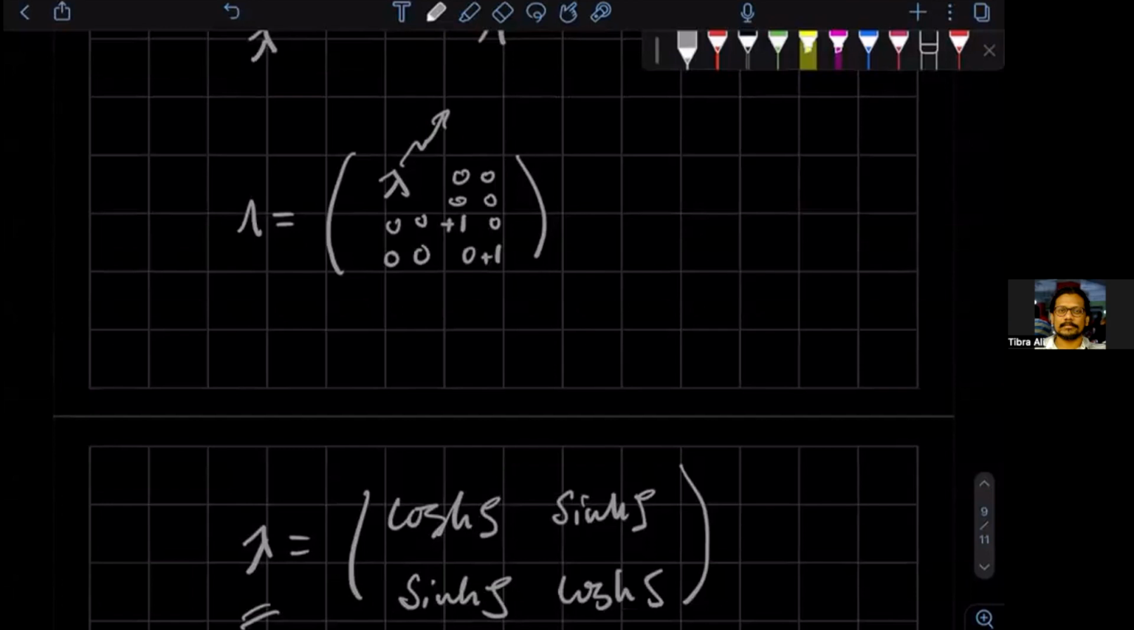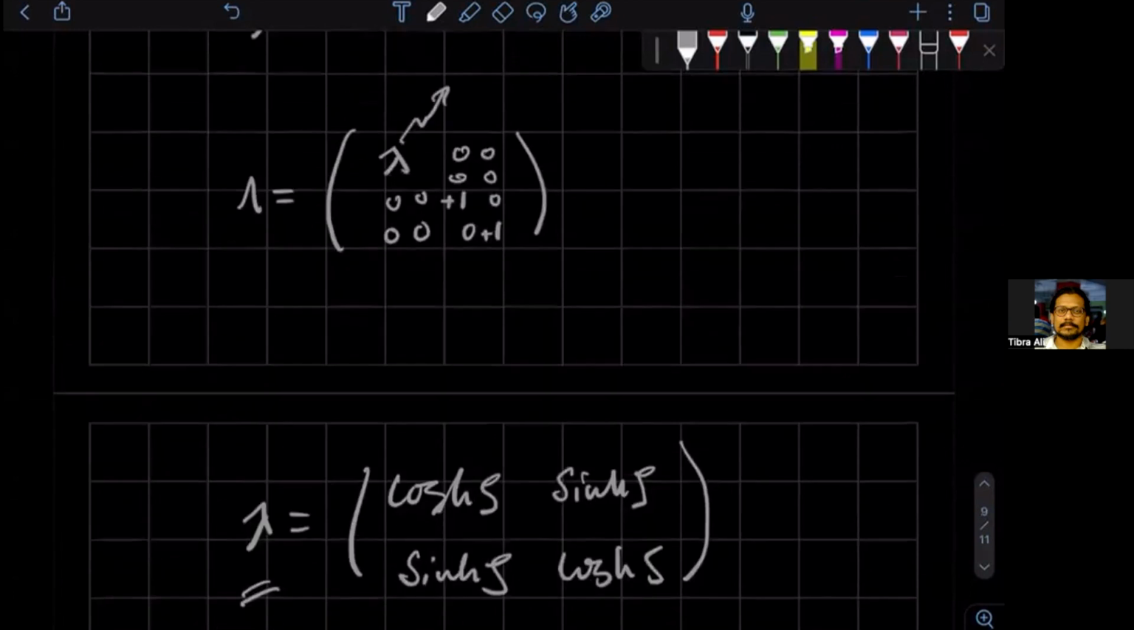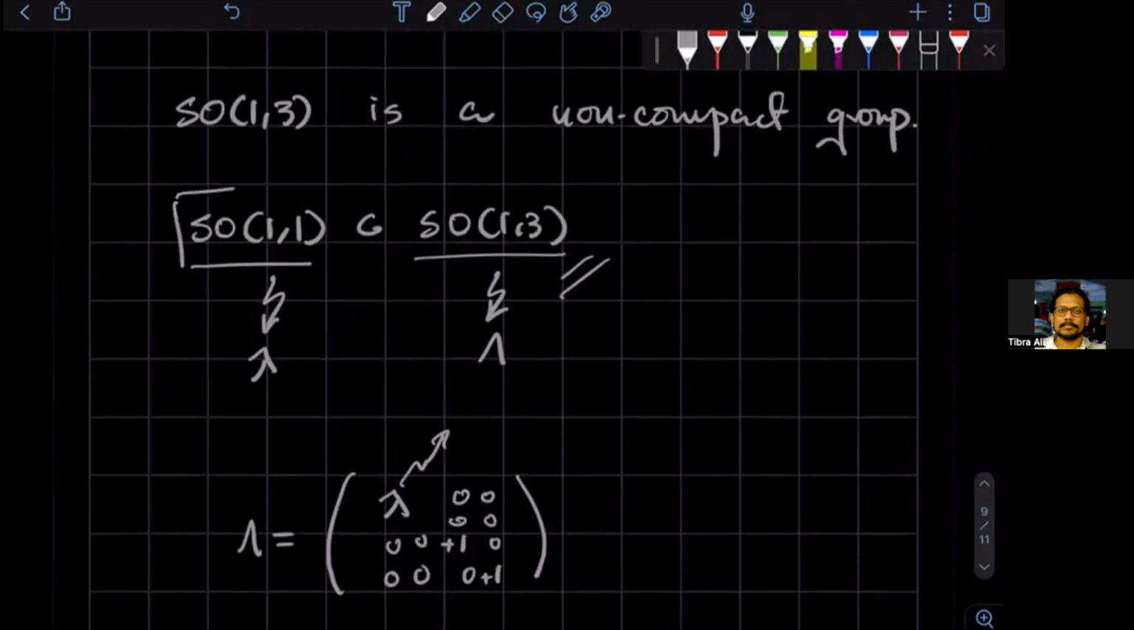So there could be boosts along x, y, and z direction. Now, since SO(1,1) is a non-compact group, and since I can embed it in SO(1,3), it follows that SO(1,3) is also a non-compact group.